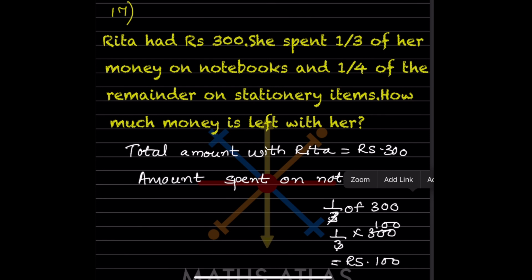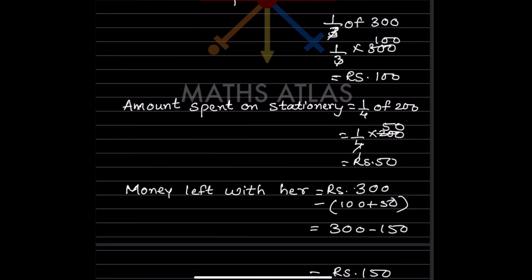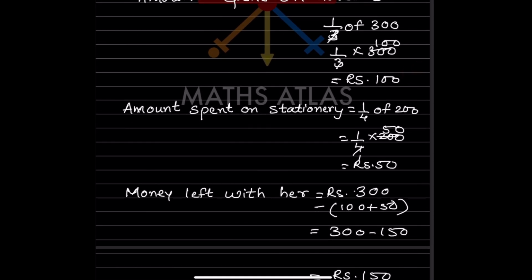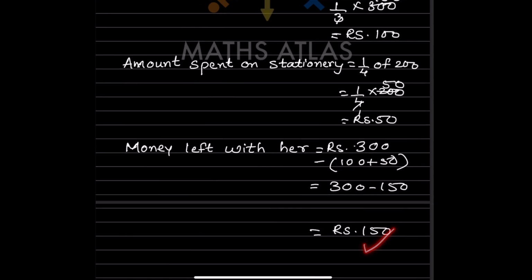So now what did they say? How much money is left with her? Now she's spending this 100 and this 50. So from where she's spending? From 300. So money left with her means 300 minus this 100 plus 50, or you can also do this one as 300 minus 100 minus 50. Both are the same. And if you're using a bracket, it means you have to put an addition sign over here, and the negative sign will go outside the bracket. Both ways, you can do it. So 300 minus this is going to be 150. So money left with her is rupees 150.